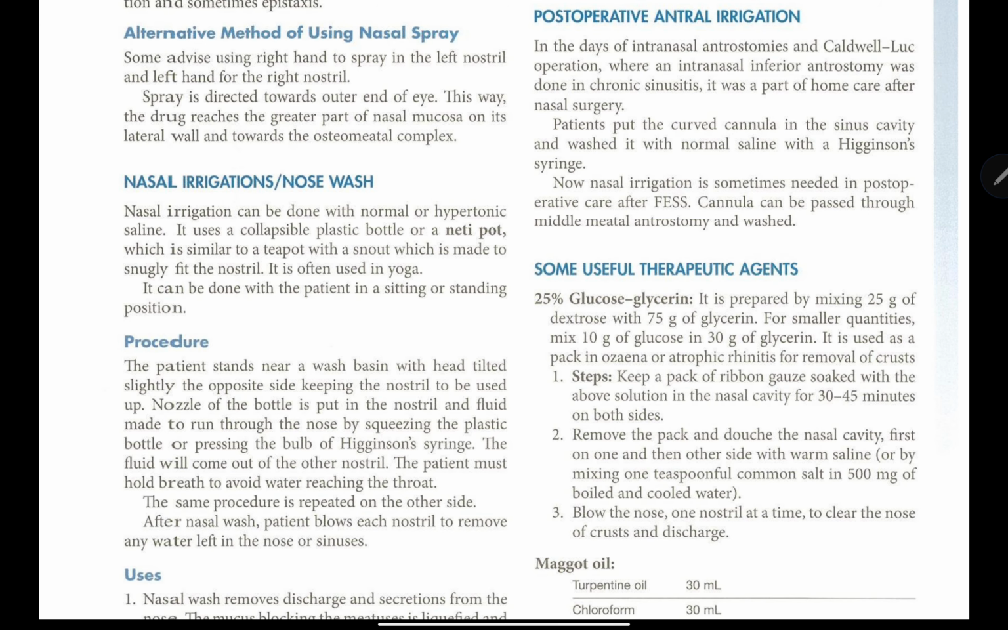Post-operative antral irrigation. In the days of intranasal antrostomies and Caldwell-Luc operation, where an intranasal inferior antrostomy was done in chronic sinusitis, it was a part of home care after nasal surgery. Patients put the curved cannula in the sinus cavity and washed it with normal saline with Higginson's syringe. Now, nasal irrigation is sometimes needed in post-operative care after FESS. A cannula can be passed through the middle meatal antrostomy and washed.